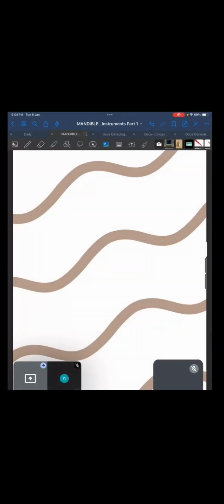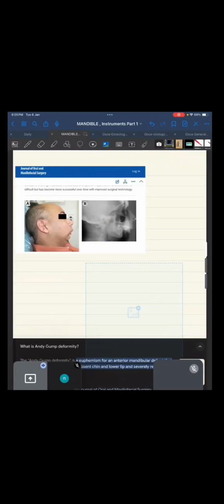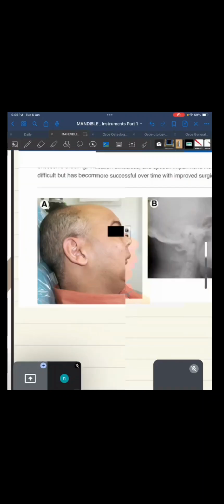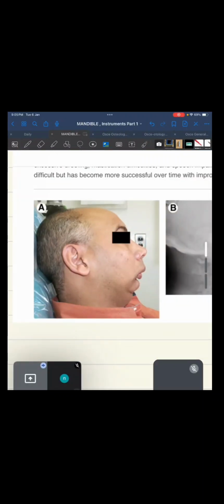Okay, so let's start with today's session on the mandible. Let's see with this image. Can someone take a try? What is the name of this deformity called? Yes, great. And the answer of this is Andy Gump deformity.